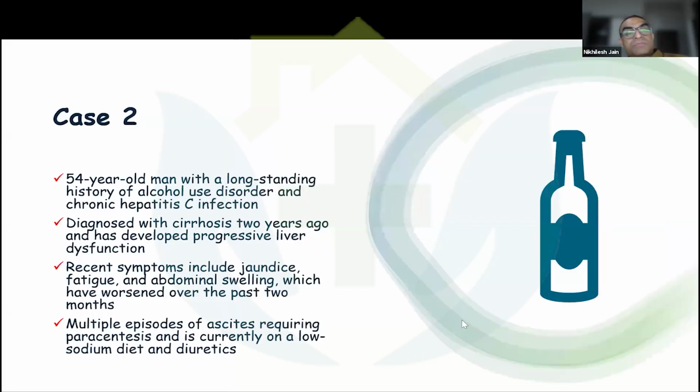So this is case two. This is a 54-year-old man with a long-standing history of alcohol use disorder and a chronic hepatitis C infection. He was diagnosed with cirrhosis 2 years ago and has developed progressive liver dysfunction. Recent symptoms include jaundice, fatigue, and abdominal swelling, which have worsened over the past 2 months. There have been multiple episodes of ascites which have required paracentesis, and this patient is currently on a low sodium diet along with diuretics.